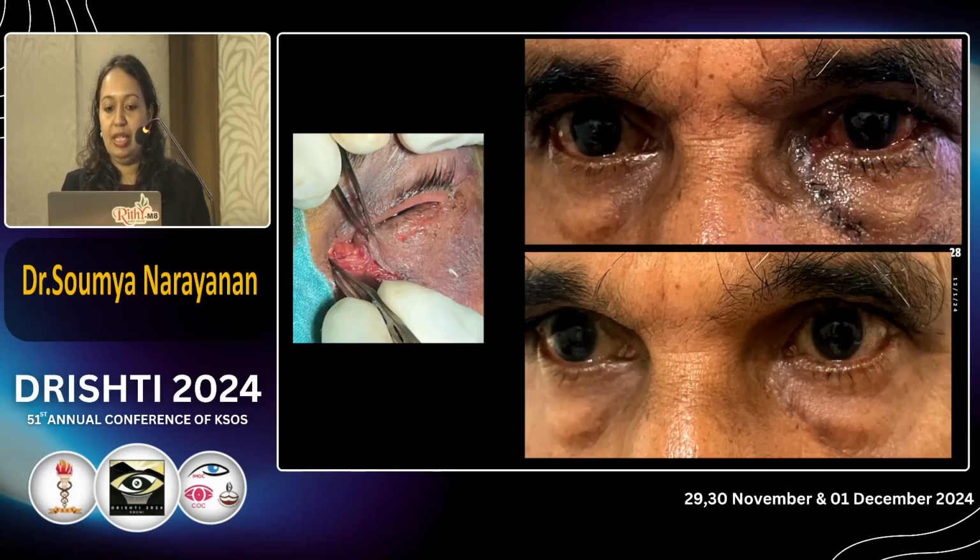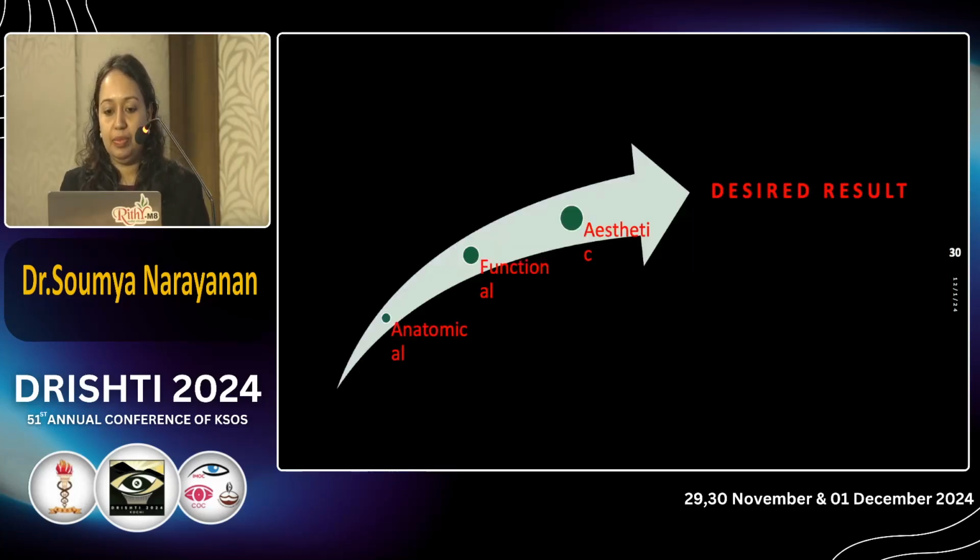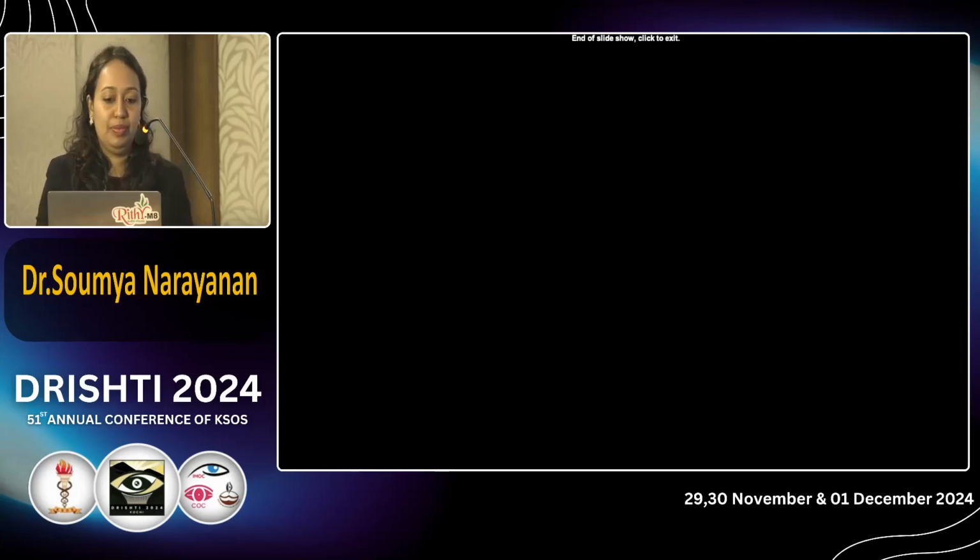These are a few examples. Even though the tear looks very small, there can be canalicular defects. This is the Mini Monoka, which we usually use for monocanalicular defects. The importance of anatomical, functional and aesthetic restoration is very important for the desired outcome. Thank you.